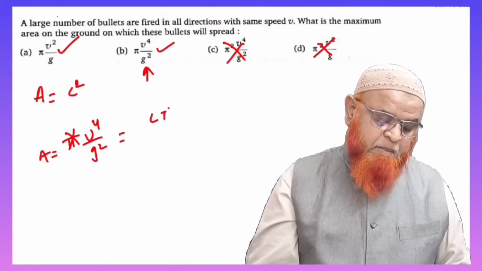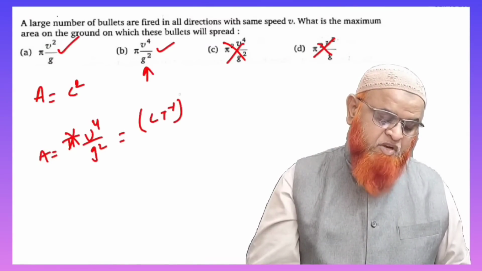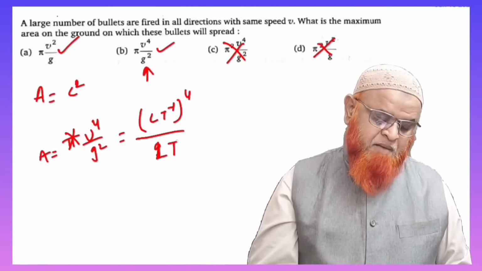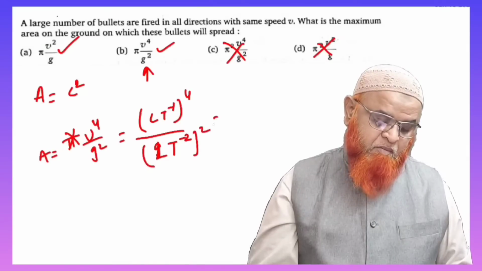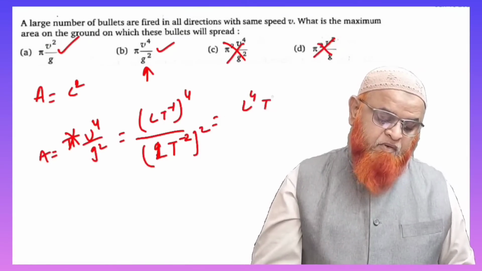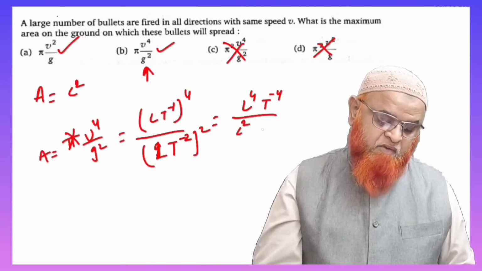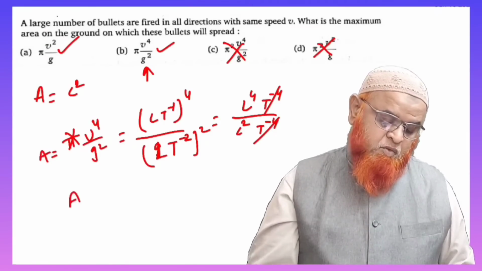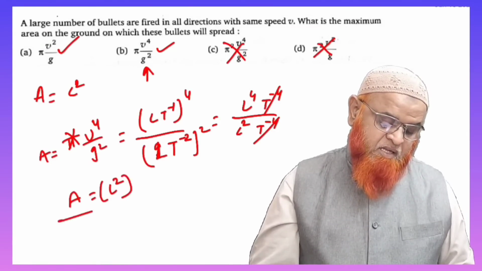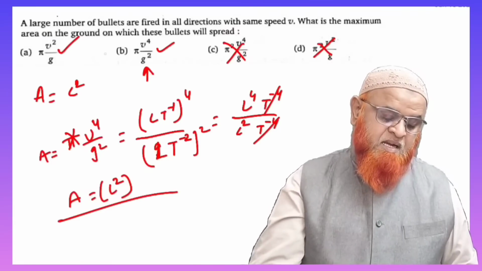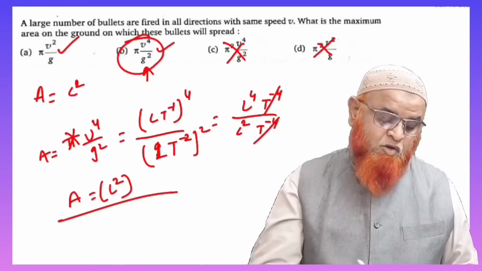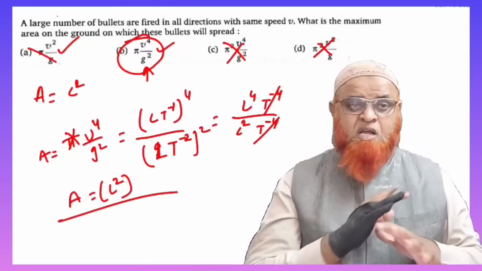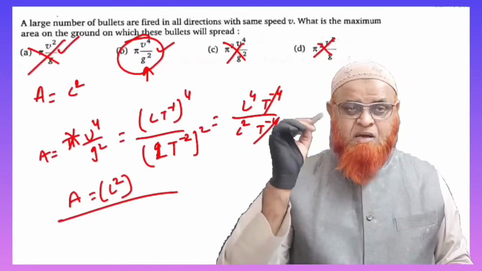So pi does not have any dimensions. L t power minus 1 is the dimensional formula for velocity, whole power of 4, by g square here. g is nothing but acceleration, which is L t power minus 2, whole square. So L power 4 t power minus 4 divided by L square t power minus 4. So t power minus 4 gets cancelled here. So what is left for area, which is nothing but L square. So therefore you can say that option B is ultimately the correct option, because you are getting the dimensional formula for area only for option B, not for option A. A is taken as wrong.